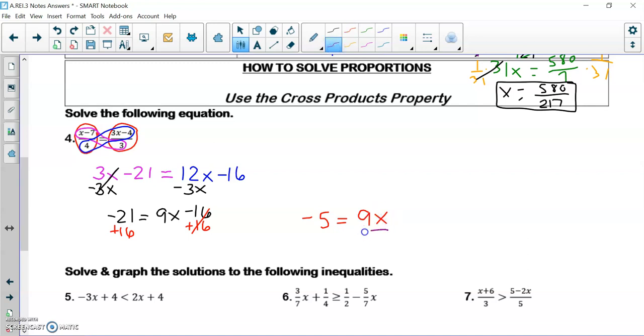And then now I'm going to divide by 9 on both sides to get x is equal to negative 5/9, sorry. That is my answer.